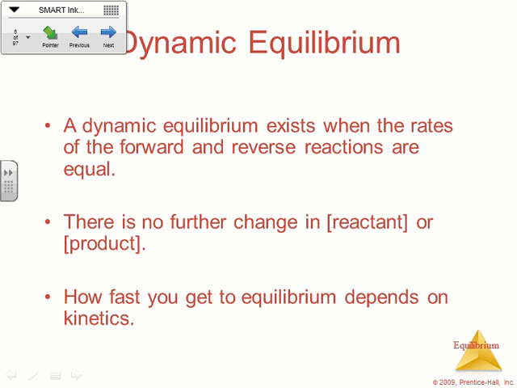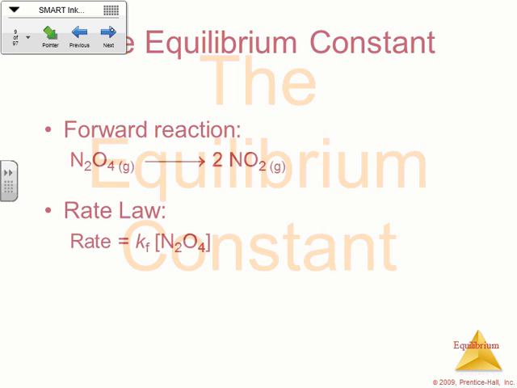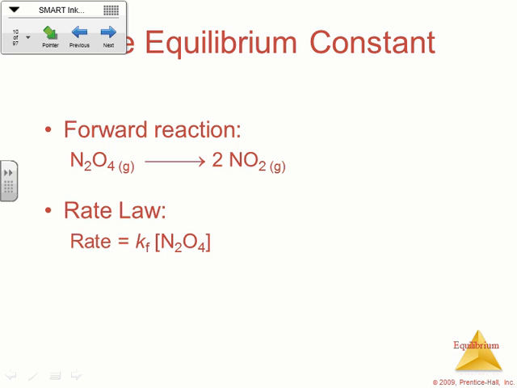How fast you get to equilibrium depends on kinetics. So the rate of the reaction in some ways affects the equilibrium. It affects how fast you get to equilibrium. But it doesn't affect the equilibrium constant, which we haven't talked about yet, but we're about to. So, the idea of an equilibrium constant.